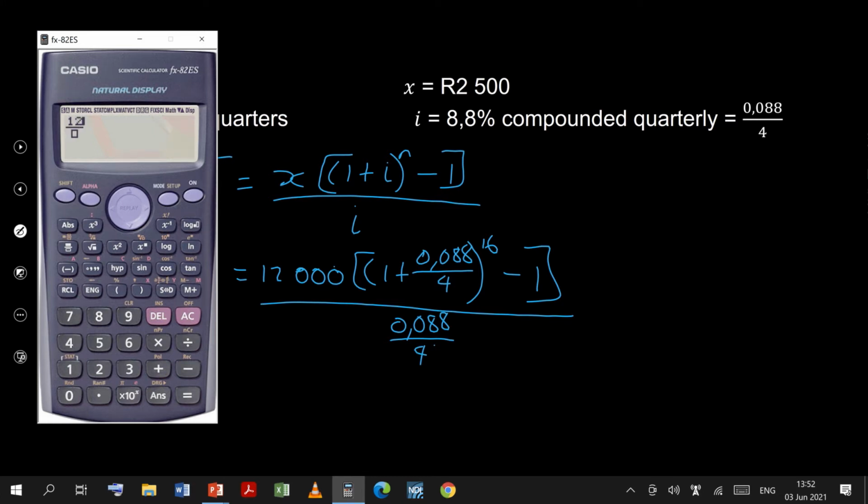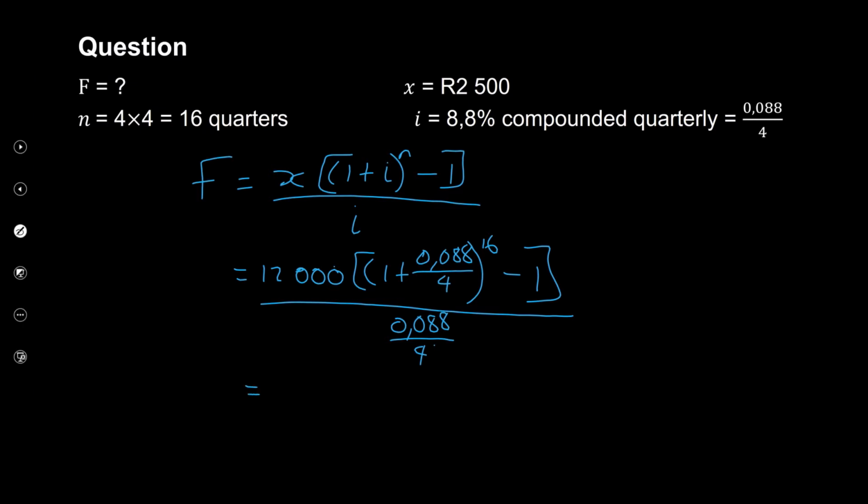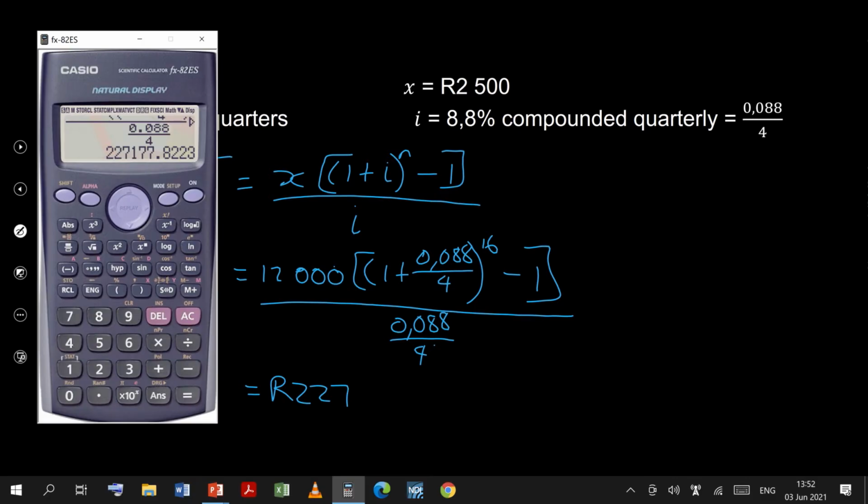Now on my calculator, this will be 12,000. Open those brackets, 1 plus 0.088 over 4 raised to the exponent of 16 minus 1, close the bracket, over 0.088 over 4. And then this will be 227,177.82.